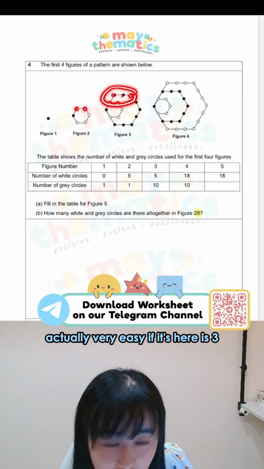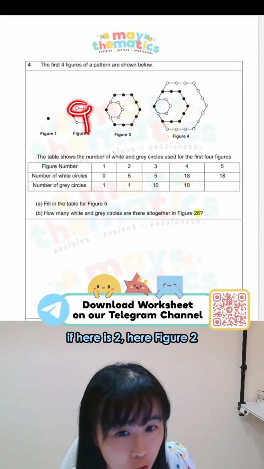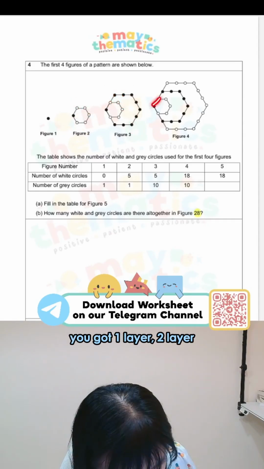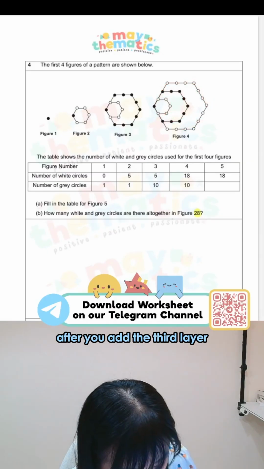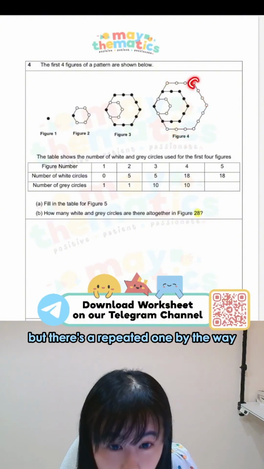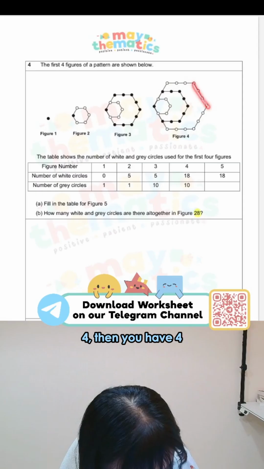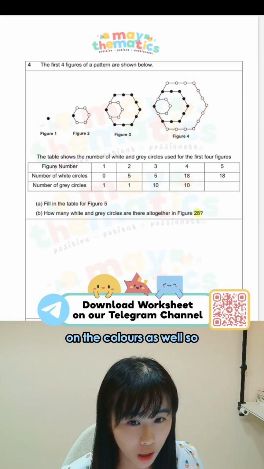And how do you know it's 3? Actually very easy. Here is figure 3, and you do see a pattern right here. Here is figure 2. Then if you go to figure 4, you got 1 layer, 2 layer, now you add the 3rd layer. After you add the 3rd layer, because figure 4, you have 4 circles, 4 circles. There's a repeated one now, by the way. 4, then you have 4, you have 4, and then you end up with 1, 2, 3, 4 also. But you'll be careful on the colors as well.